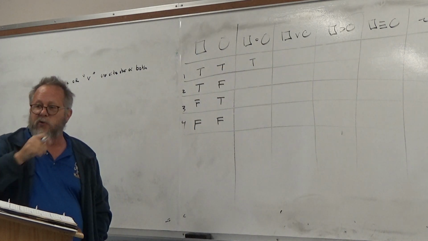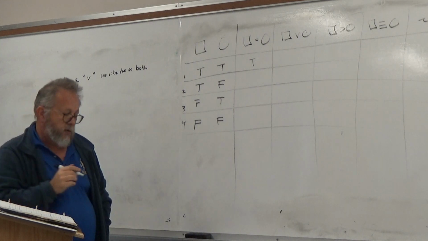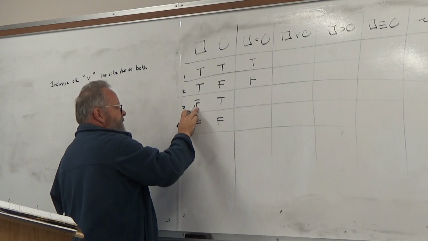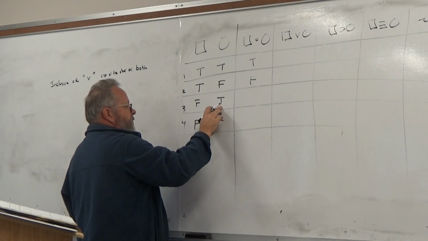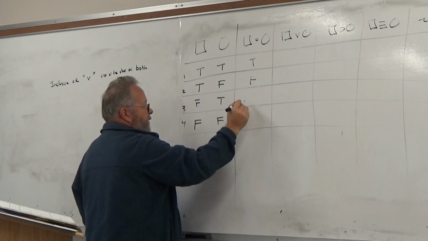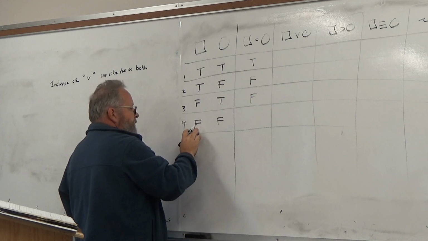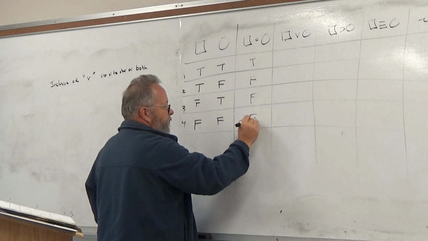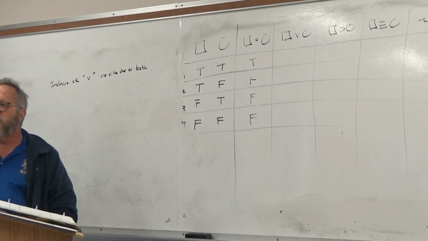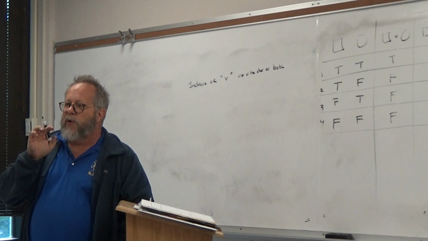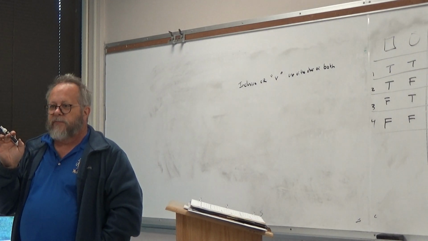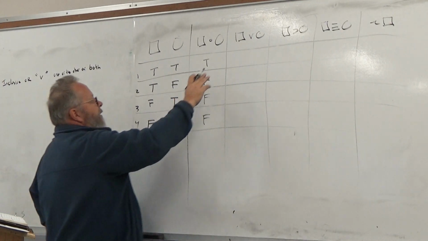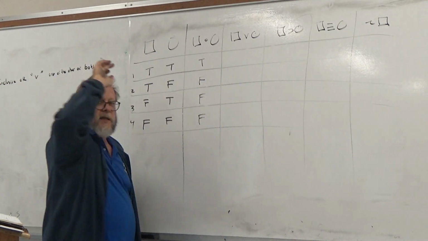Suppose I say to you, dogs are mammals, true, and cats are reptiles. Is that sentence true or false? False. Correct. Suppose I say dogs are reptiles and cats are mammals. False. Dogs are reptiles and cats are reptiles. False. So the only time a conjunction is true is when both parts are true. Everybody got that? Okay.